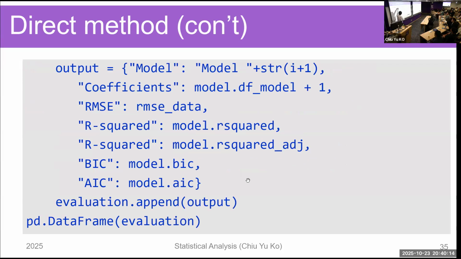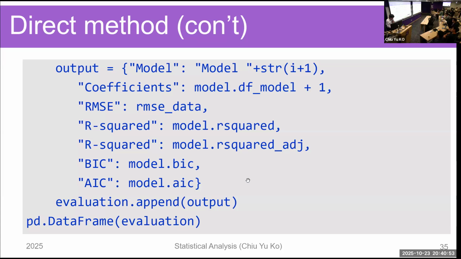So the output is the model, and because I'm counting 1, 2, 3, 4, 5, I put a string number 1, number 2, number 3, number 4, starting from 0. Model 1, okay. The coefficient is coming from the model coefficient, right? And RMSE is just what we calculate. And R square is just based on the model R square. That's very simple. R square adjust will be R square adjust, okay? And the BIC, AIC is model.BIC, model.AIC. It's very simple. Everything is already built in there, right?